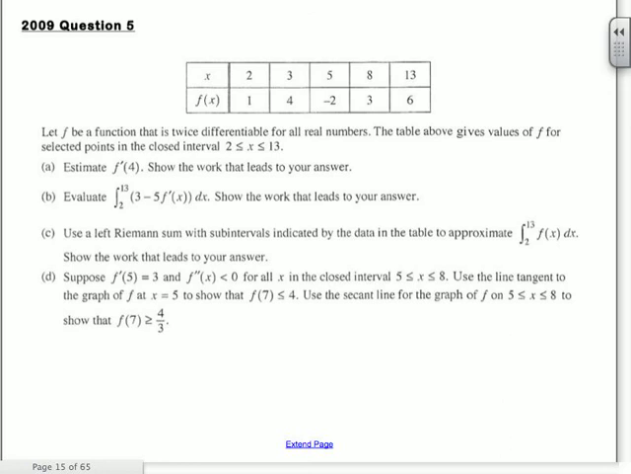Okay. Did you guys try this one? No, you didn't try this one? Okay, let f be a function that's twice differentiable for all real numbers. The table above gives values of f for selected points in the closed interval. I always hated table ones. Do you guys not like table ones? I didn't like these. They're not bad. Okay, so it says estimate f prime of 4, show the work that leads to your answer. All of you should get this. It's not hard. Wait, I did not do that. What should you do?